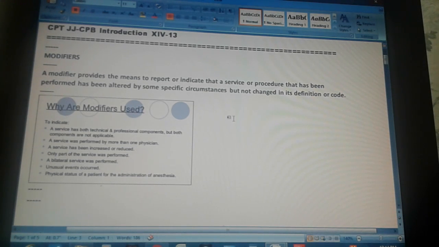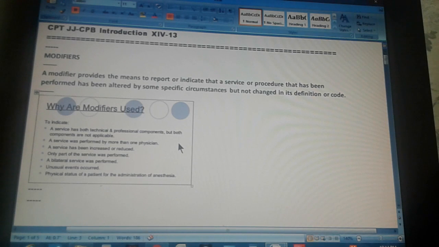And in the table, we have examples of modifiers. For example, a service that has both technical and professional components, but both components are not applicable, right? A service performed by more than one physician, 2 or 3 physicians, right? A service that has been increased or reduced. It's the same service, but maybe there was a little more extra done. Only part of the service was performed.